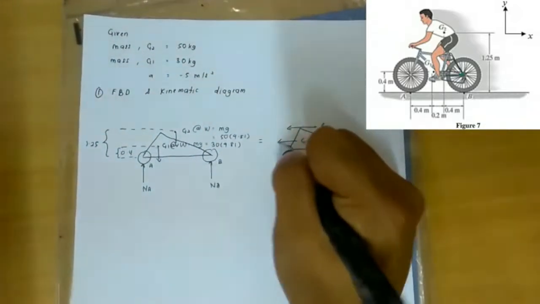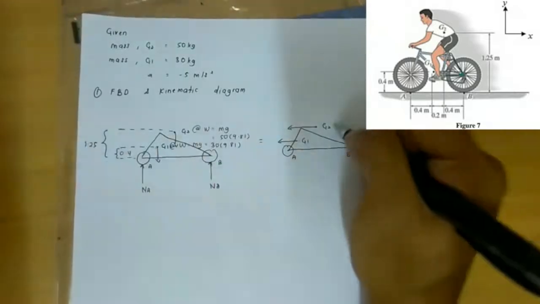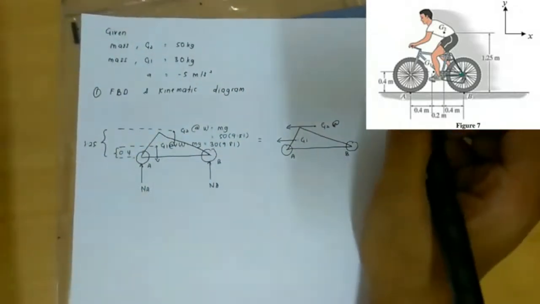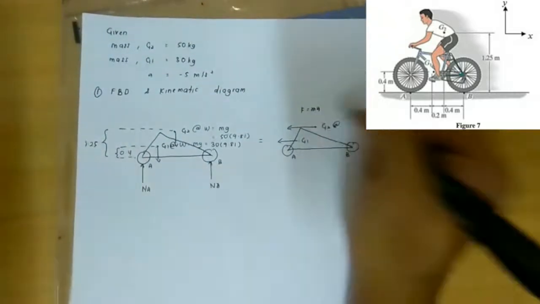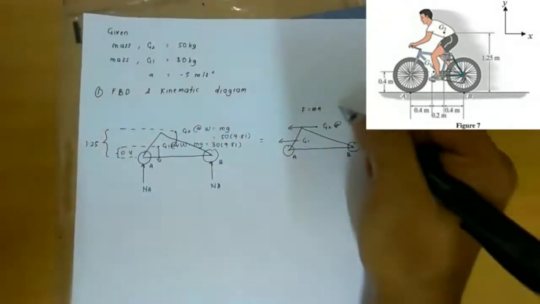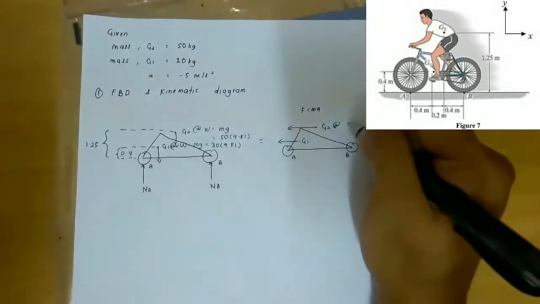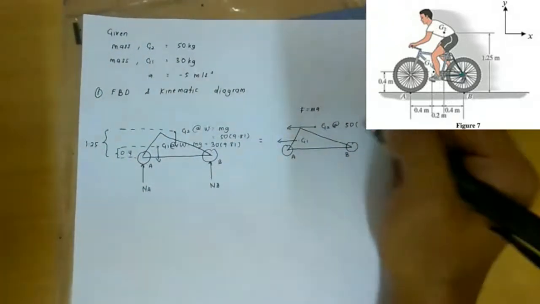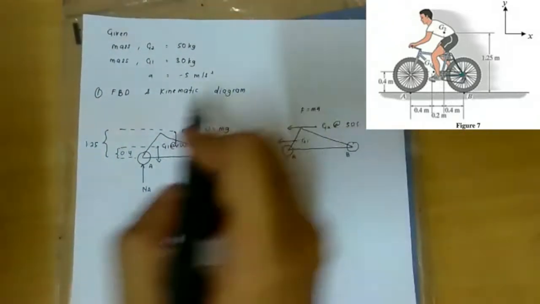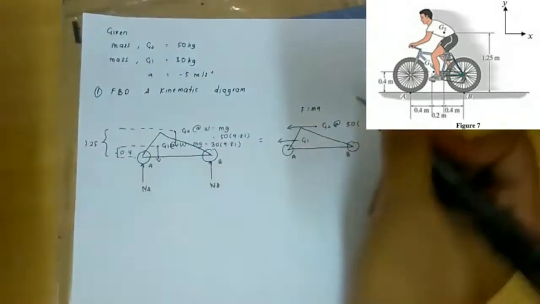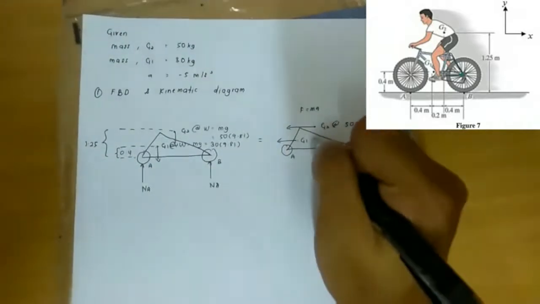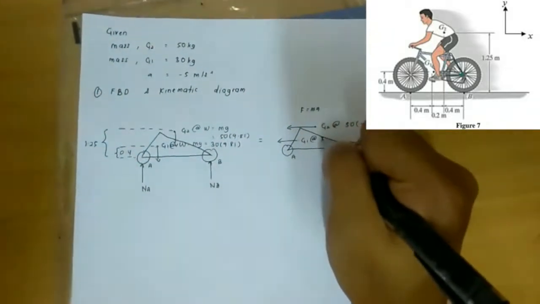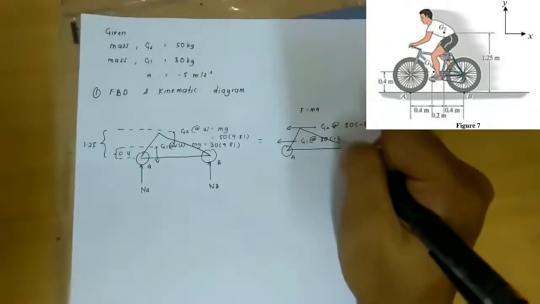From the question, the bicycle is going to the left, so the flow for G1 and G2 is going to the left. Force equals mass times acceleration. Given mass for G2 and acceleration is -5, so G2 is 50 times -5 and G1 is 30 times -5.